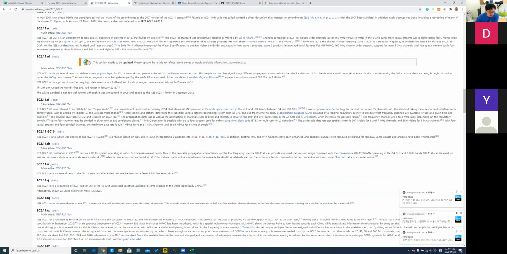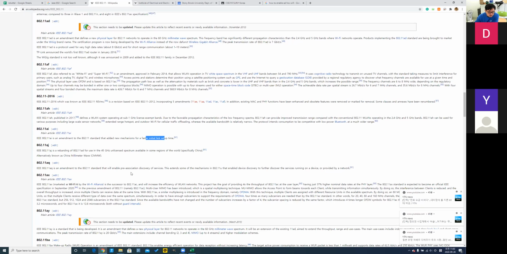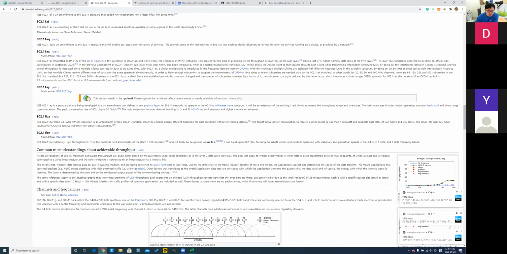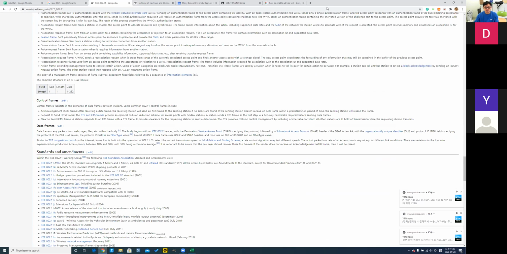If you look at 802.11ai, AI is a new mechanism for faster initial link setup. Every name has its own characteristic. BE is extremely high throughput, and so on. Okay, go back to the slide.